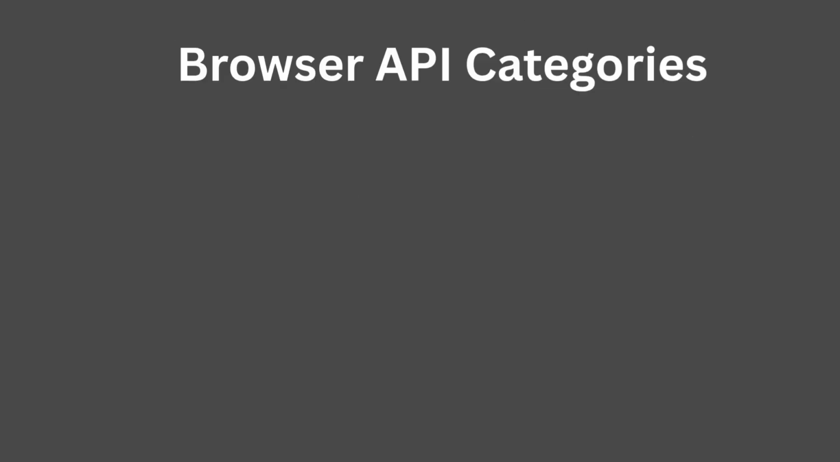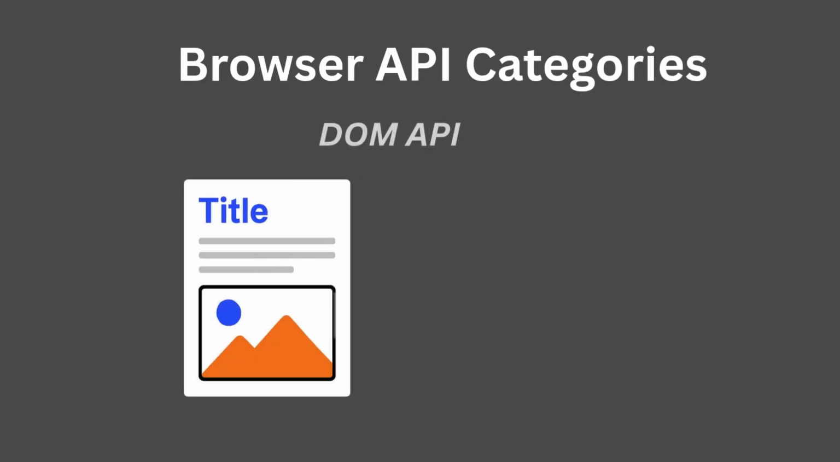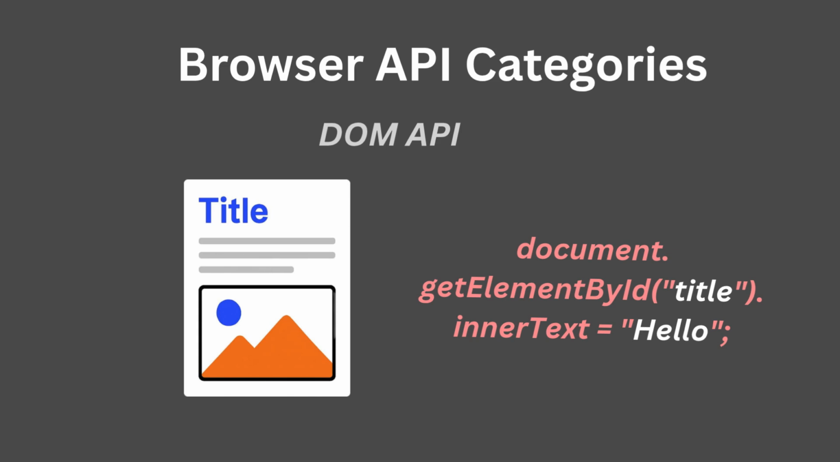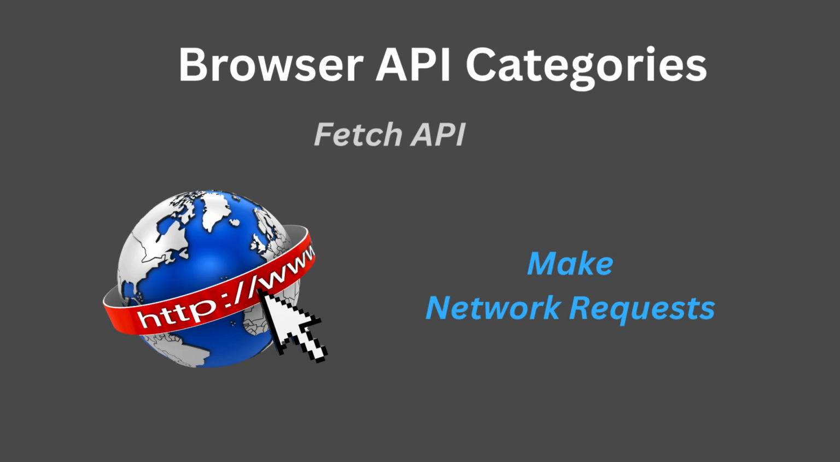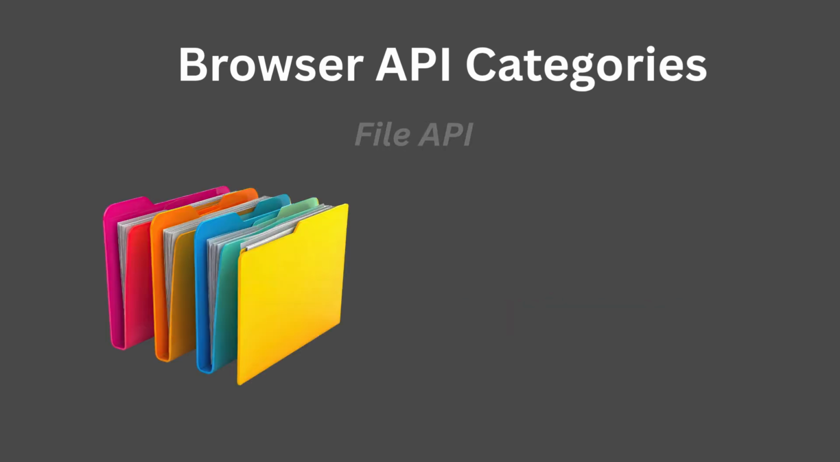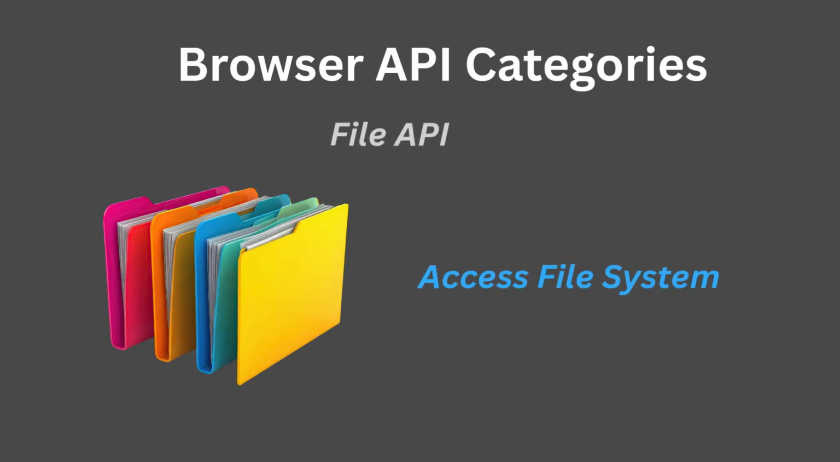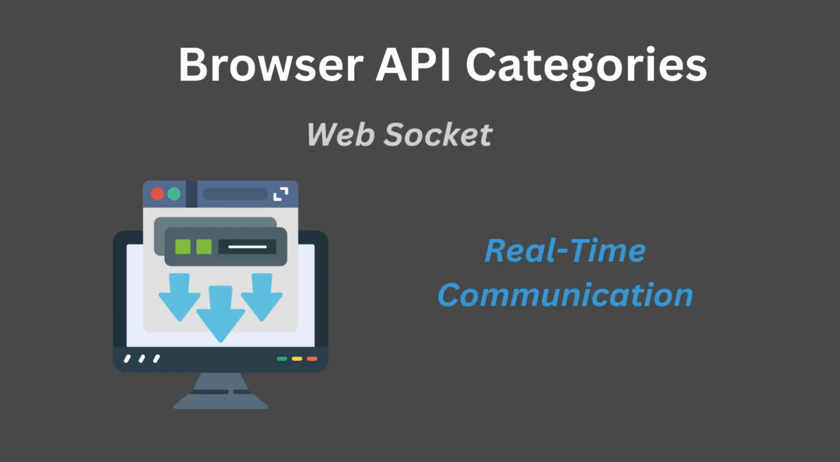There are a few key categories. The DOM API lets JavaScript read and modify the page, adding elements, updating text, or handling events. The Fetch API lets JavaScript make network requests. File-related APIs, like FileReader or the File System Access API, allow reading files selected by the user. And WebSockets enable real-time communication.